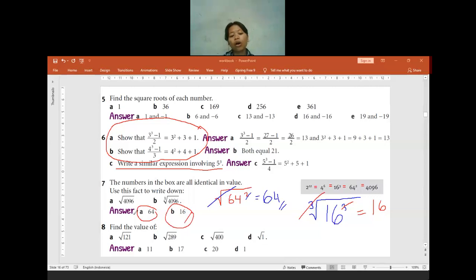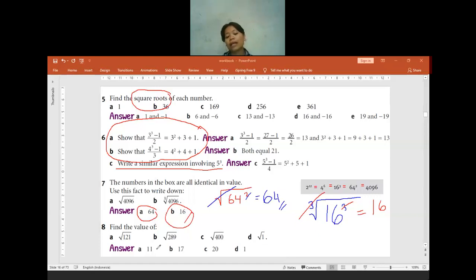Find the value of. When it is only a square root sign, the answer will be only a positive number. But when it says find the square roots with the letter S, the answer will be negative and positive. So for question 8, the answer will be only 11, not 11 and negative 11, because we read it as square root without S.